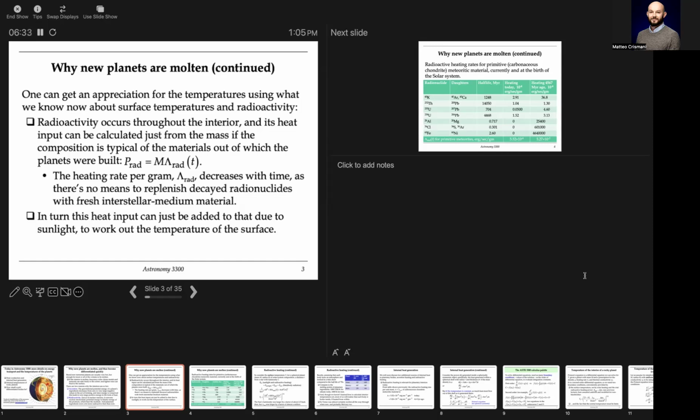Right? So there's no means to replenish decayed radionuclides. So for example, radionuclides, the ones that are radioactive, they are created where? Almost. You're on the right track, but not quite. Okay, 89% there. You only get radioactive materials created in the explosions of stars.